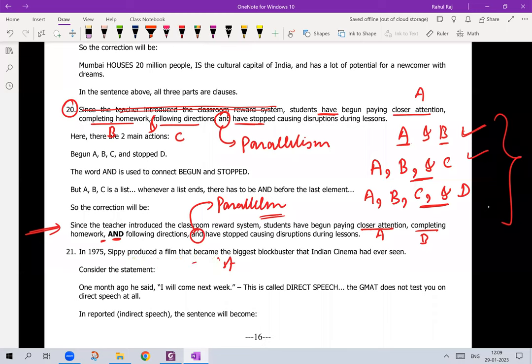Yes, sir. Please tell me. I have a doubt: why is "stop causing disruption" not being considered in the list?